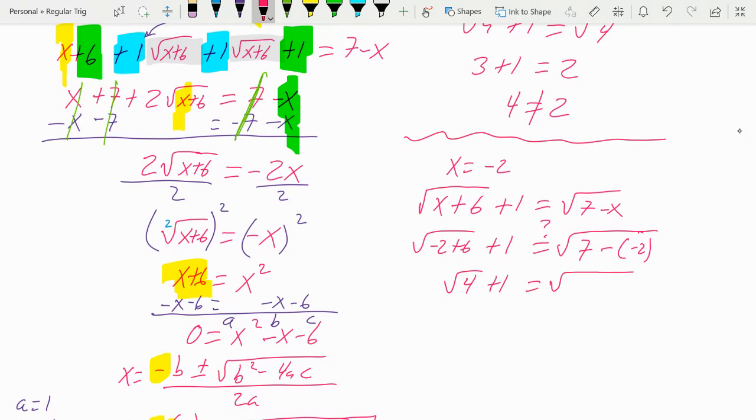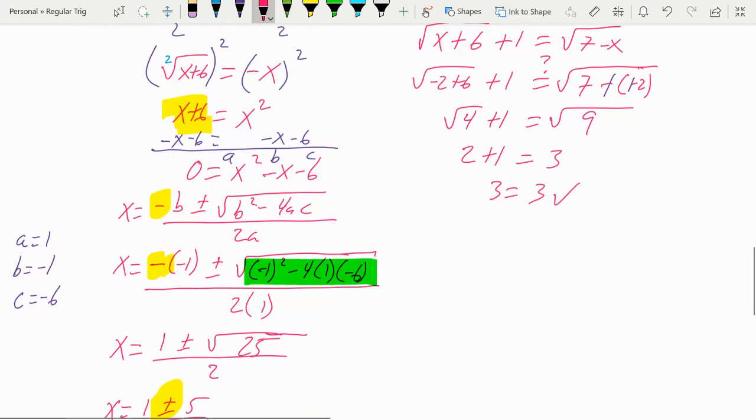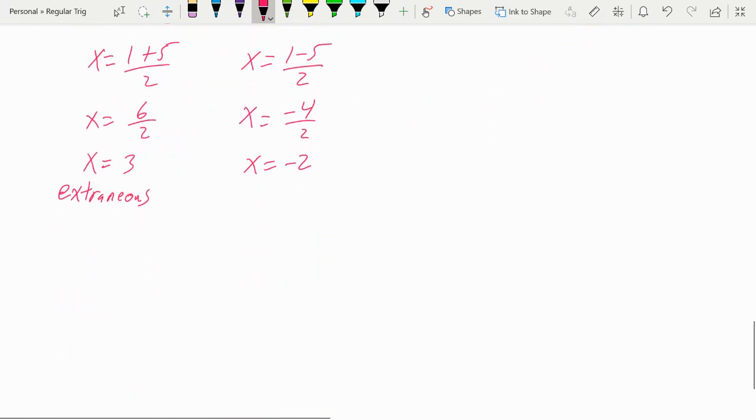Over here, those two negatives are going to become positive. So 7 plus 2, square root of 9. So square root of 4 gives me 2 plus 1. Square root of 9 is 3. 3 equals 3. So this one checks out. All right. So this one has one that works and one that is extraneous.